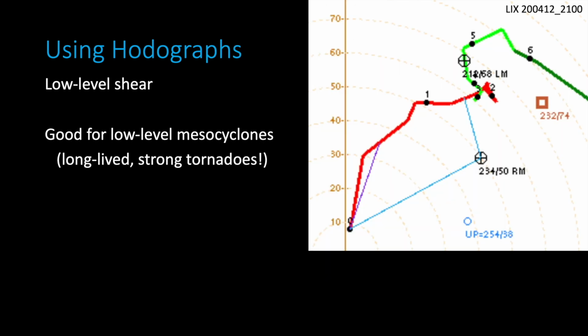And this low-level shear is, as always, very good for low-level mesocyclones and long-lived and strong tornadoes. This was the Basehor sounding, or maybe it's Basehor, I can never get that one right either, back on Easter 2020. And this obviously yielded a very long-tracked EF4 tornado, amongst others. So if you're a tornado buff, this is definitely the kind of hodograph you want to go for.